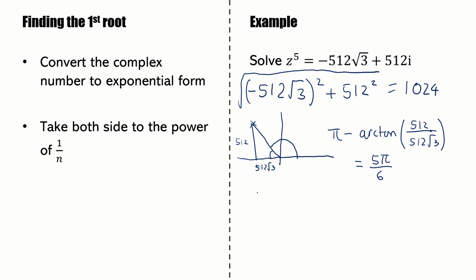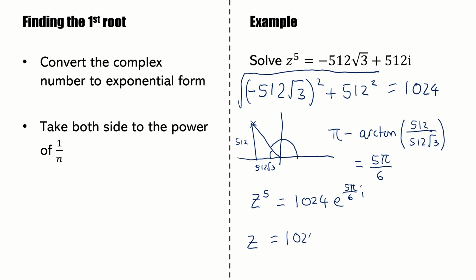So therefore we can now rewrite our equation because it's now z to the 5 equals, and our complex number has been rewritten, or can be rewritten, I should say, as 1024, the modulus, lots of e to the power of the argument times i. So that would be 5 pi over 6i in this case. And then we can find the first root because all we've got to do is use the power of 1/5. So therefore z to the power of 5 to the power of 1/5 is just z. That's the whole point.